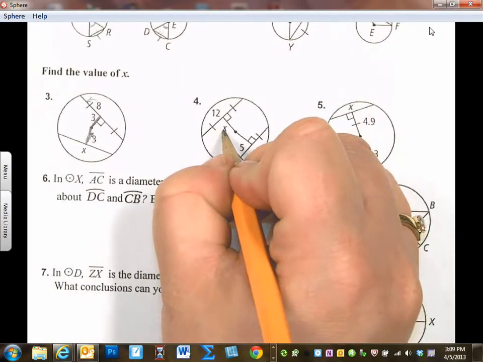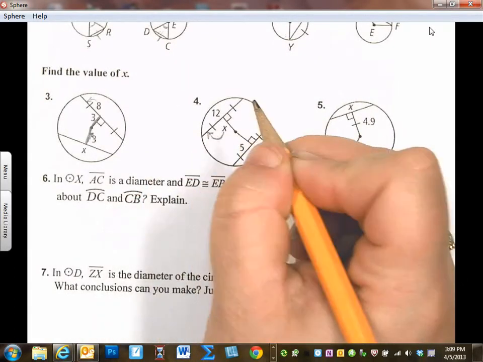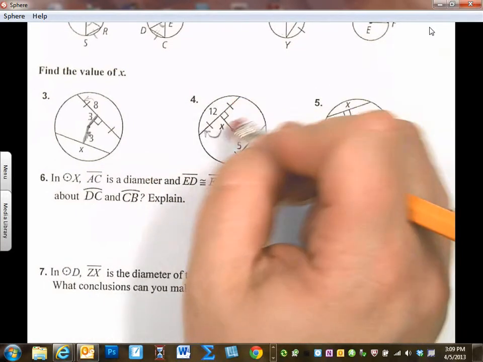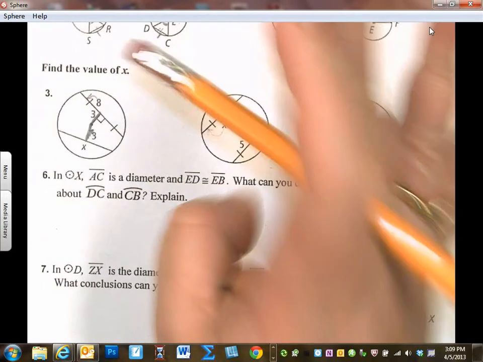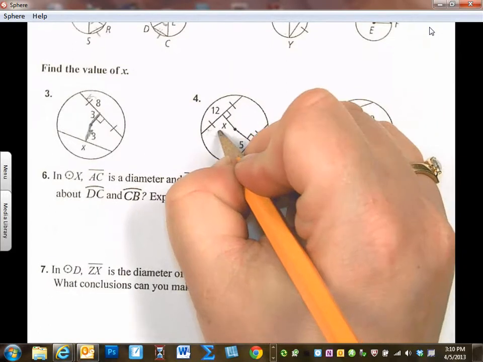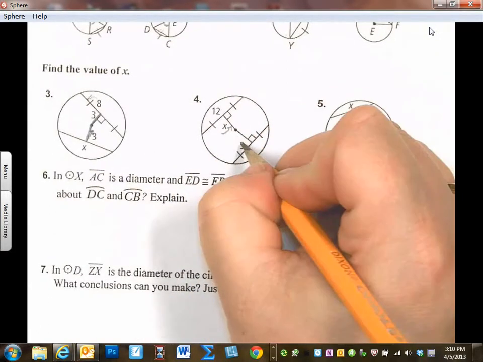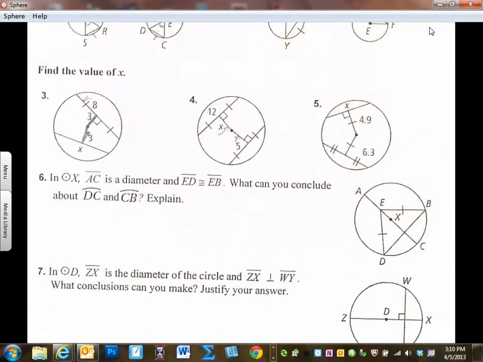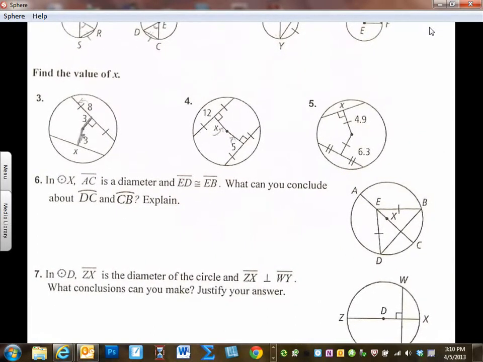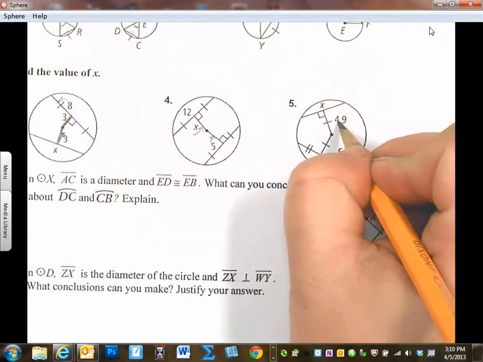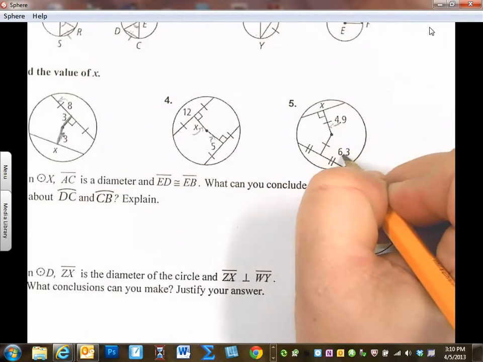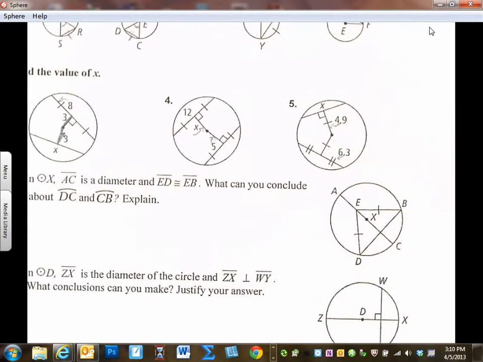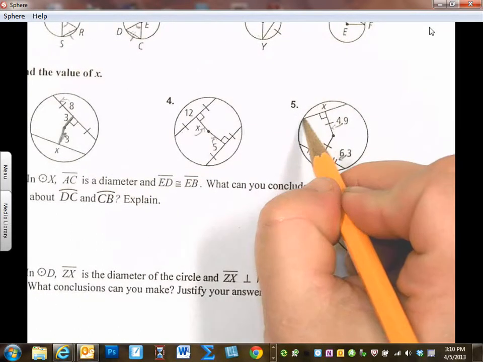This X is referring to, hang on a second, I lied to you. This X is referring right here to this piece. And this 5 is referring to that piece. And those arrows are not there. So hopefully you can look at that and figure that out. Same thing here, 4.9 is talking about that. 6.3 is talking about that one congruent piece. And X, of course, is this whole side.